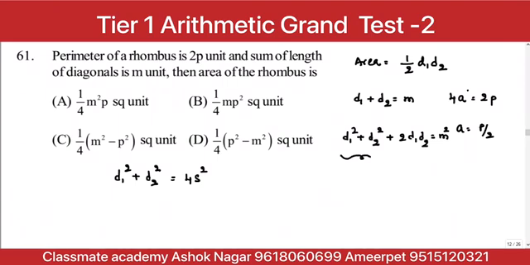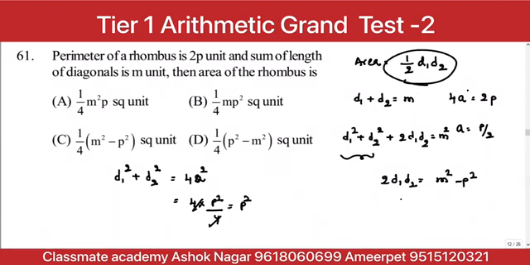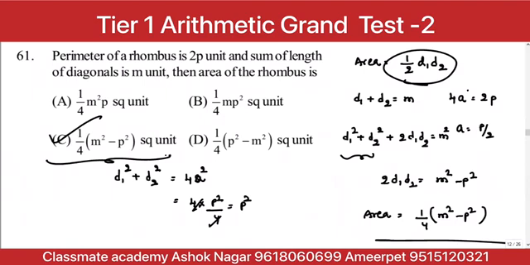Now what is d1 square plus d2 square? It is 4 into side square. The sides are a, all of them the same, so 4 into p square by 4; the 4s cancel, it is p square. Therefore 2 d1 d2 is m square minus p square. So 1 by 2 d1 d2, dividing by 4 on both sides, the area is 1/4 of m square minus p square.